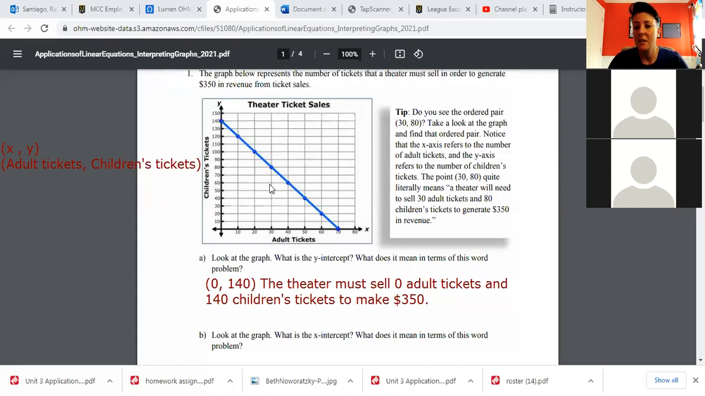I have a question. Oh yeah, Allie, go for it. So I'm probably just missing this, but where did you get the $350? From the original statement. So the graph below represents the number of tickets that a theater must sell in order to generate $350 in revenue from ticket sales. Then how do we know the price of the tickets? You don't know the price of the tickets. The graph only tells you the number of tickets. The combination is what gives you $350 in revenue.